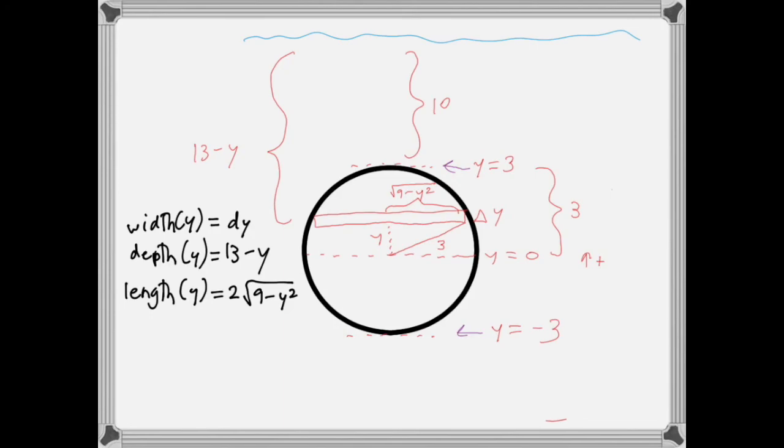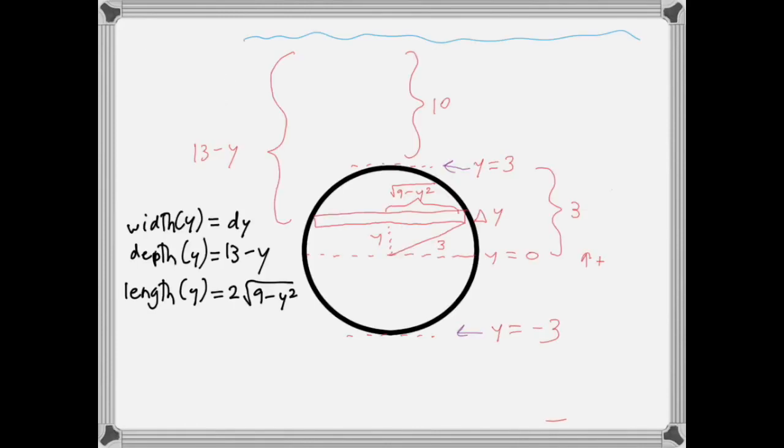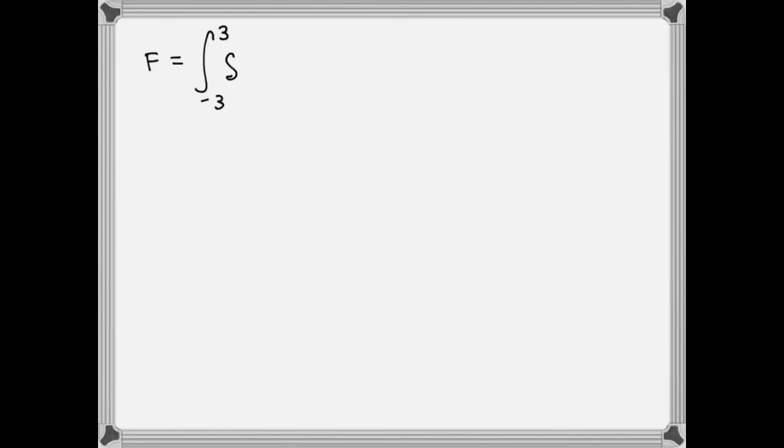We know that the hydrostatic force then must be the integral from negative 3 to 3. And we know we have a delta. So I'm going to first write in 13 minus y times 2 root 9 minus y squared dy. We're going to get to do a lot of simplification in a moment, okay? But this is what we have.